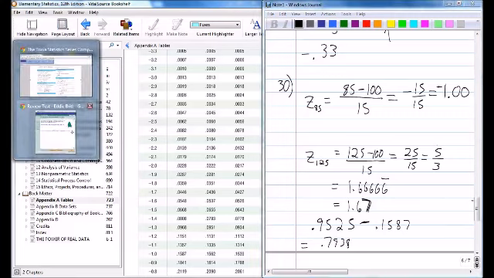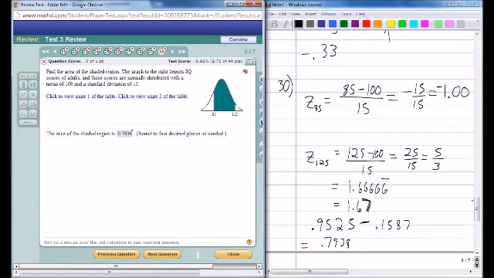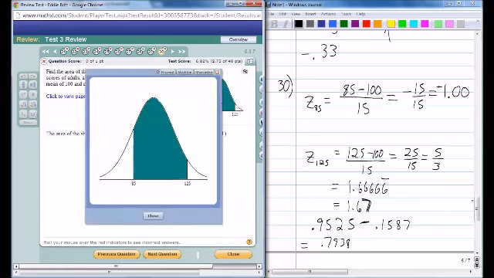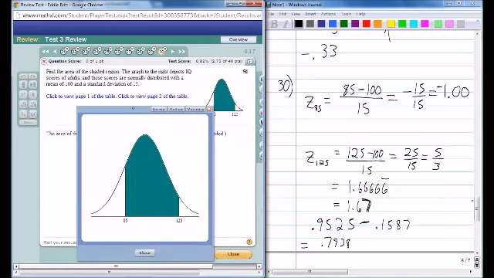Let me tell you what that actually means. This stuff makes a lot more sense if you understand what this is showing here. Alright, so if these are IQ scores, we know that the mean IQ score, and this is just in general, is 100. Okay? So 100 is around here somewhere. We're finding the probability that if we randomly select one person, their IQ score is between 85 and 125.